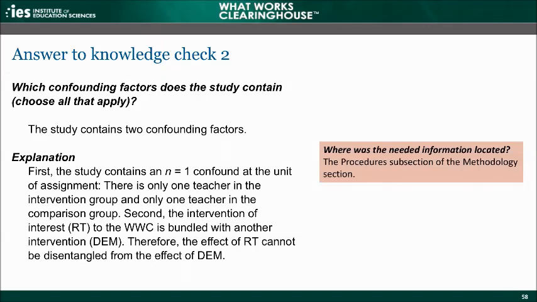First, the study contains an N equals 1. There is only one teacher in the intervention group and only one teacher in the comparison group. Therefore, the effect of the intervention cannot be separated from the effect of one teacher in each condition. Second, the intervention of interest to the WWC, reciprocal teaching, is bundled with another intervention, the direct explanation model. Therefore, the effect of reciprocal teaching cannot be disentangled in this example from the effect of the direct explanation model.